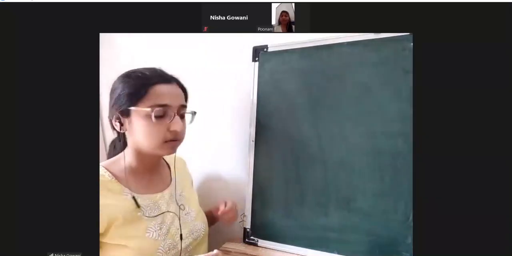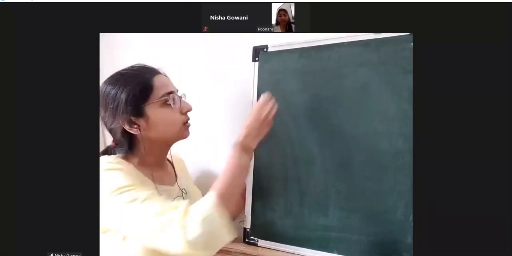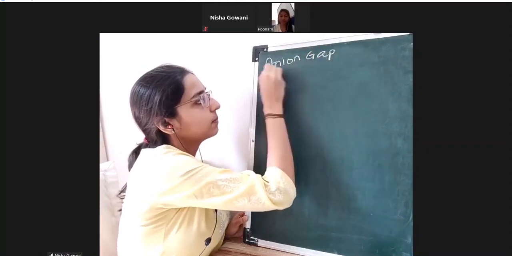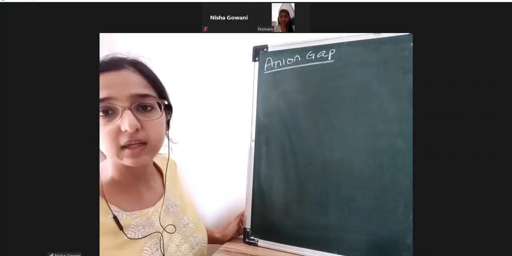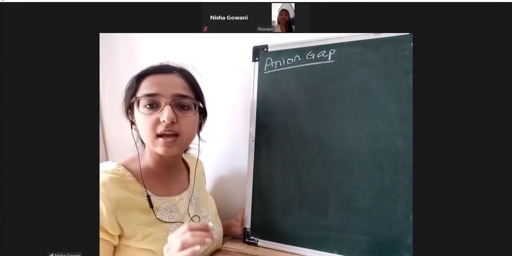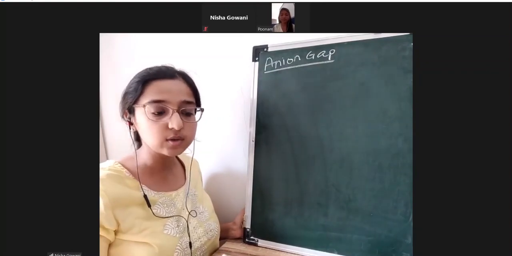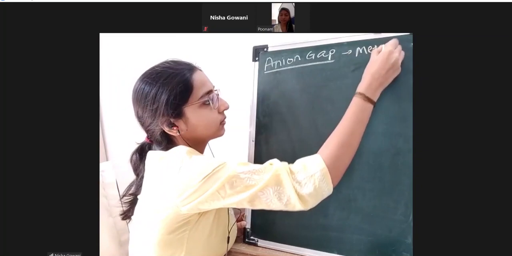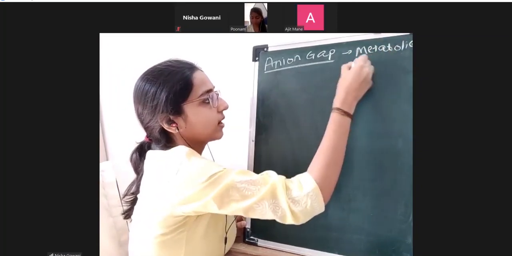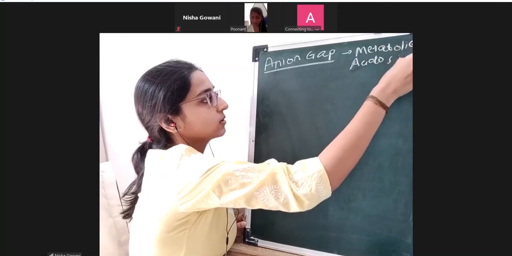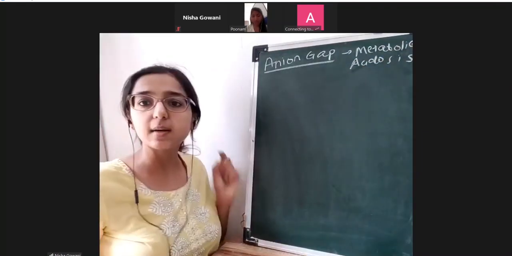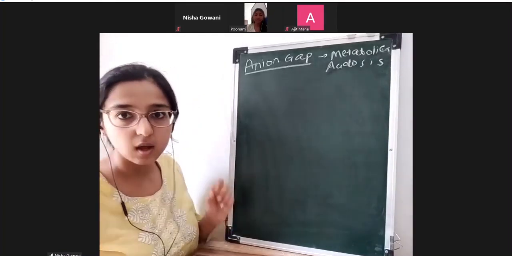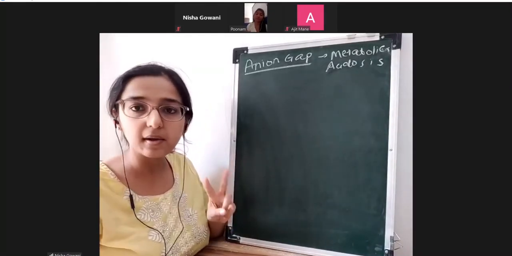Start with anion gap. All right. So anion gap, we use it as a way to evaluate metabolic acidosis. Okay. So if in a patient's ABG you see metabolic acidosis, then you should also look at the anion gap. All right. So this is for metabolic acidosis, to evaluate whether this metabolic acidosis is a high anion gap or a normal anion gap. There are only two types, high and normal.